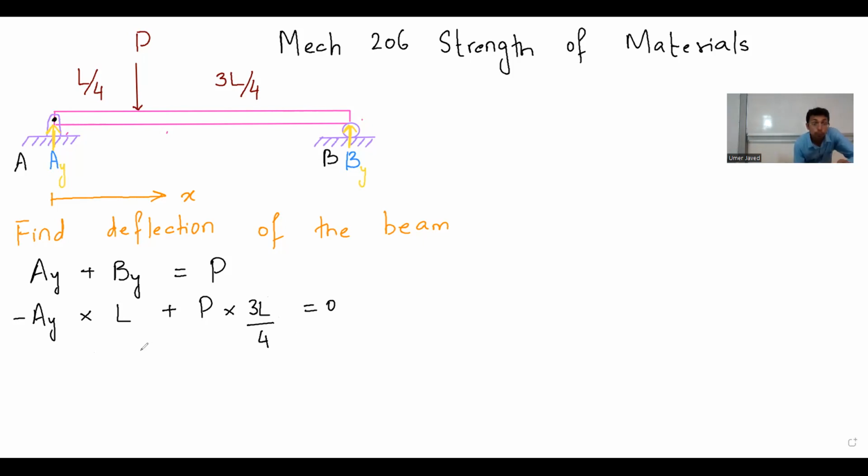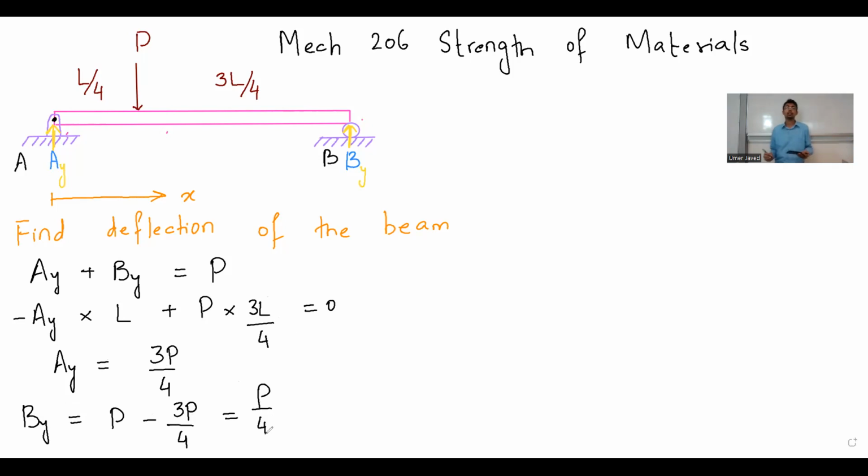AY equal to 3P by 4. So similarly, your BY will come out to be P minus 3P by 4, which is equal to P by 4, correct? Now the question says that you have to find the deflection of this beam. So what is your strategy?